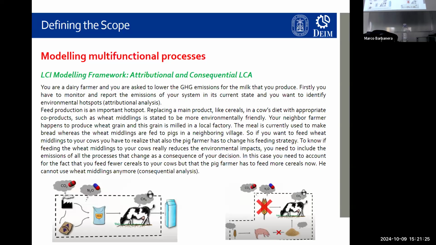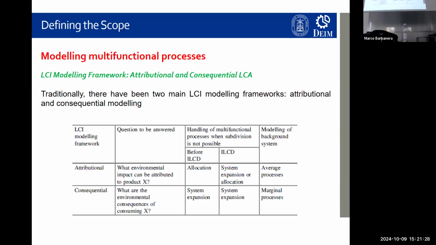And also, we have said previously that this is the main difference, no? Then we have a second difference. This column is not important for us. The other difference is that typically for an attributional LCI study, we consider the allocation procedure to model the multifunctional processes. Instead, the system expansion approach is used to model in the consequential scenario. In the last column, we have the average and the marginal.